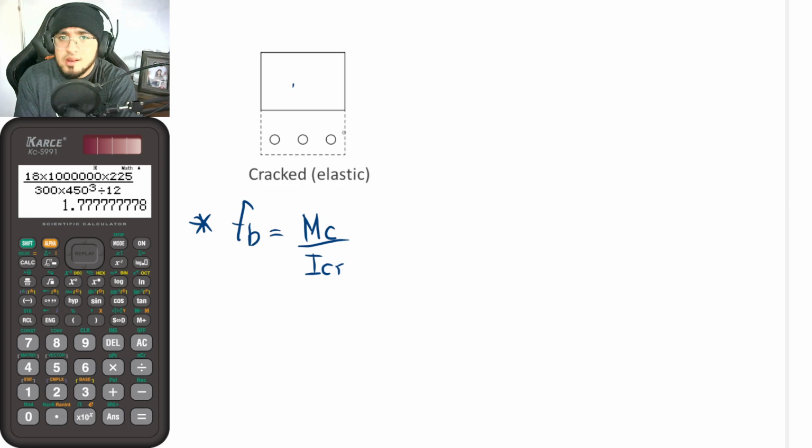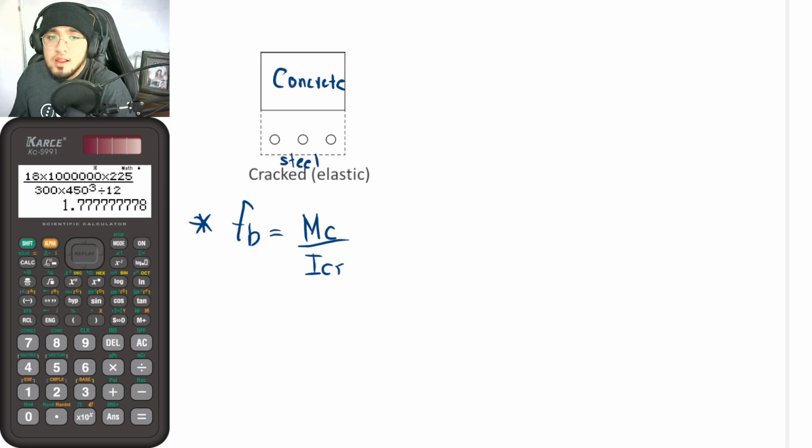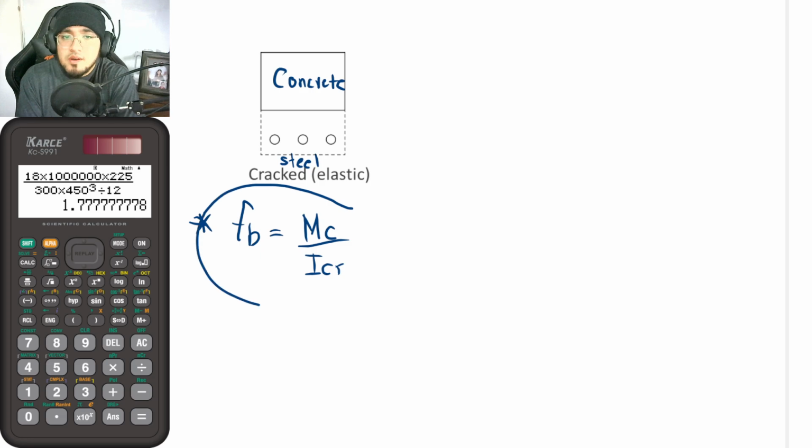Or let's say it must be prismatic in a way. Anyway, as you can see, this is concrete here, and this one at the bottom is steel. As you know, both of them have different materials. Concrete is of course different from steel, and we know that steel is stronger than concrete. With that being said, with this alone, we cannot make use of this equation.